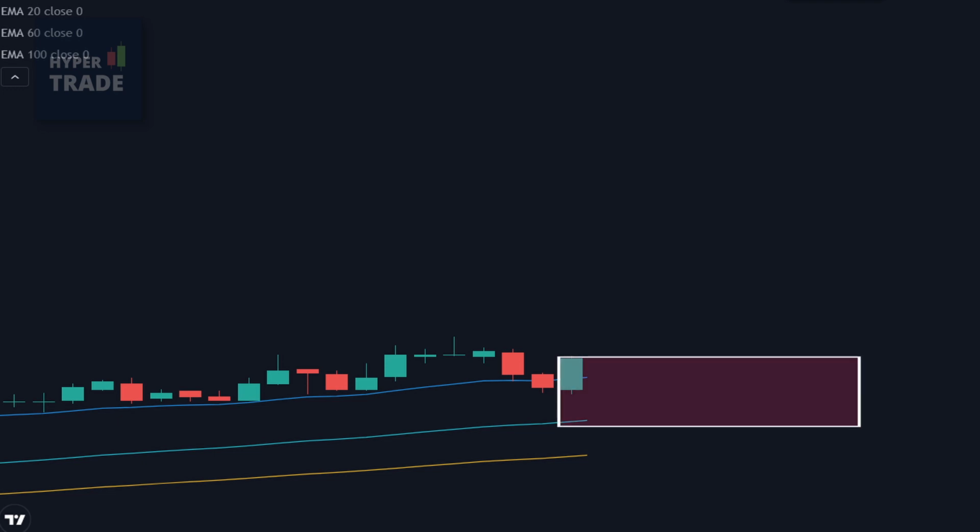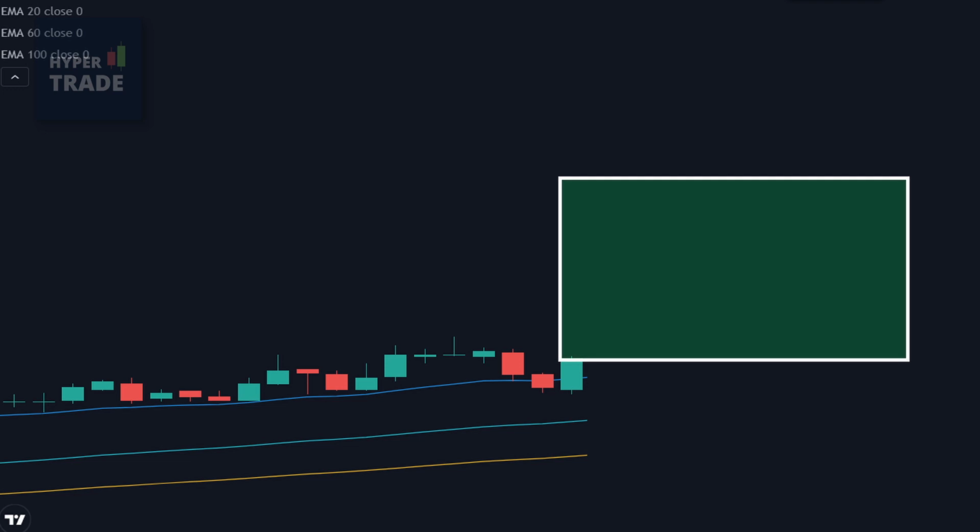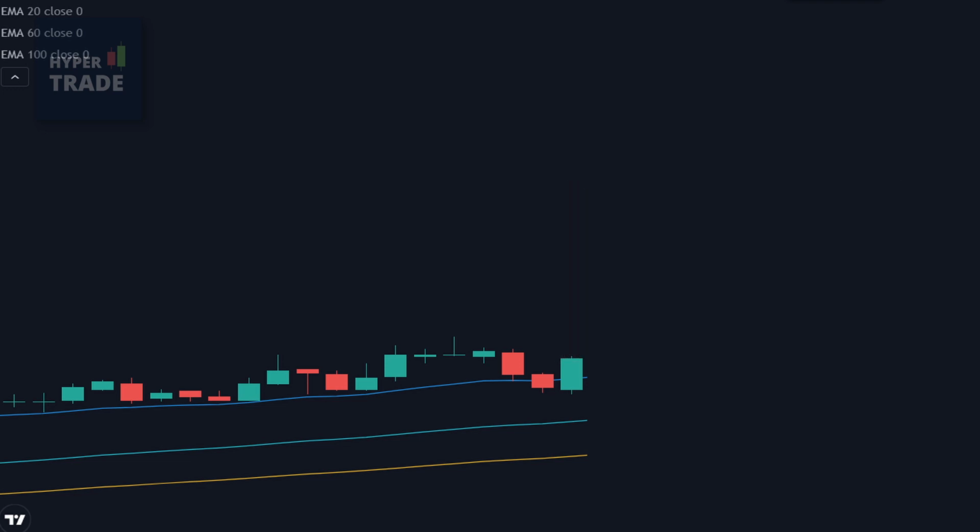Set the stop loss at the middle line here. Then set the take profit 2 times above the stop loss. We will enter our second buy trade. Let's see how this trade performs.